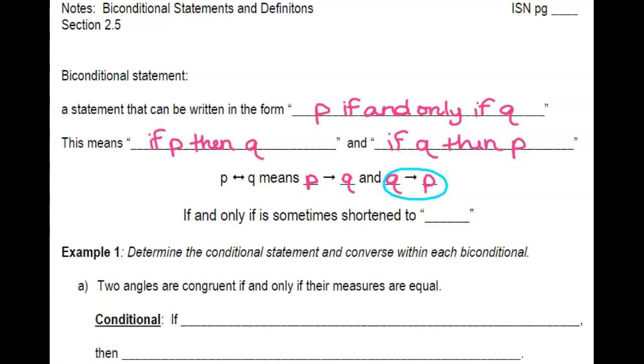Now, sometimes in your writing, if and only if is abbreviated. It looks like this: iff, like a double F if, which sounds like it would be kind of fun to say five times fast. But if and only if is sometimes shortened to iff. That way we understand that the hypothesis implies the conclusion and the conclusion implies the hypothesis. The converse and the conditional are together.